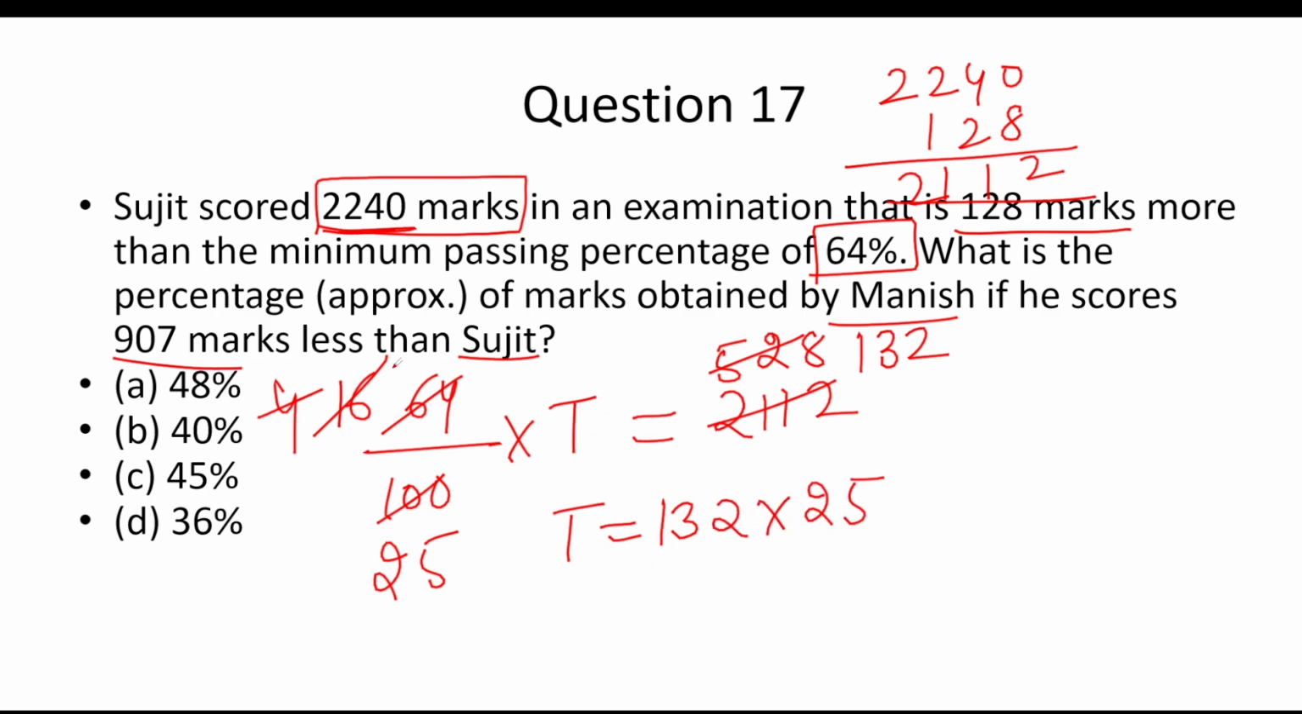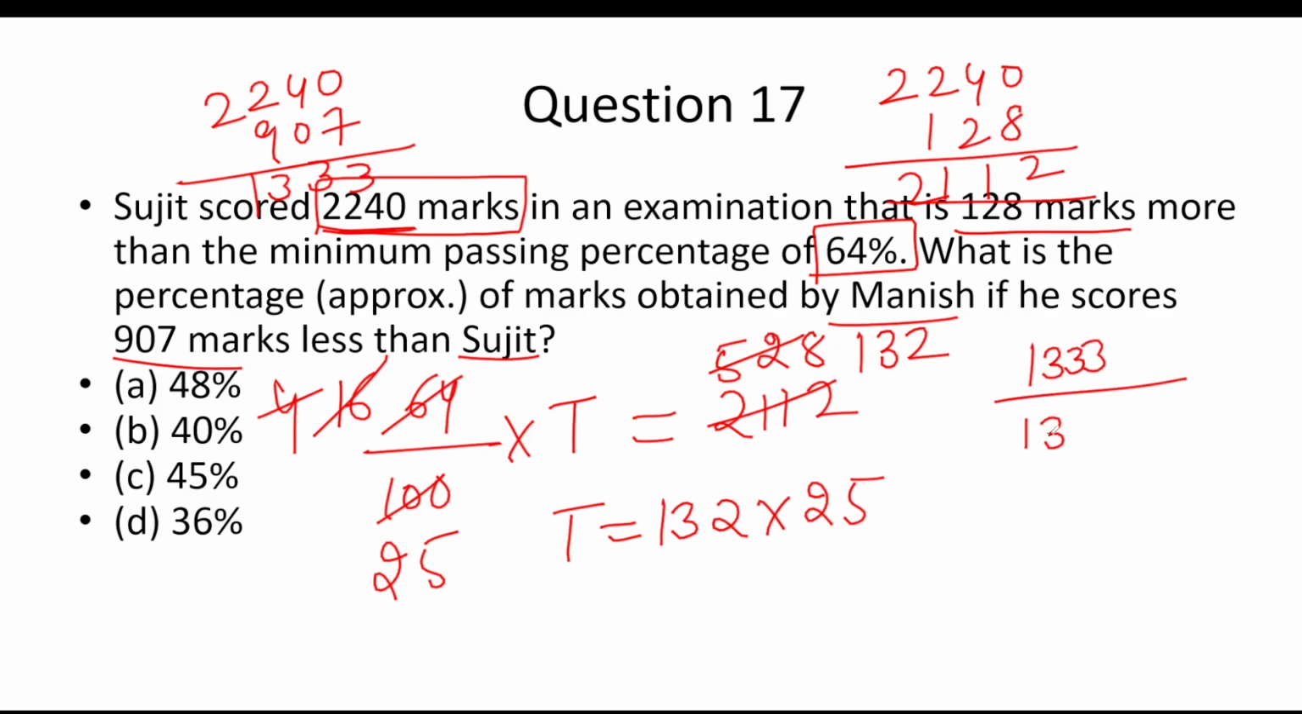What is the marks of Manish, who scored 907 less than Sujit? Sujit's score is 1240. What is 907 less? If you subtract, 12 minus 9 is 3, 12 minus 9 is also 3. So 1333. So Manish's score is 1333.